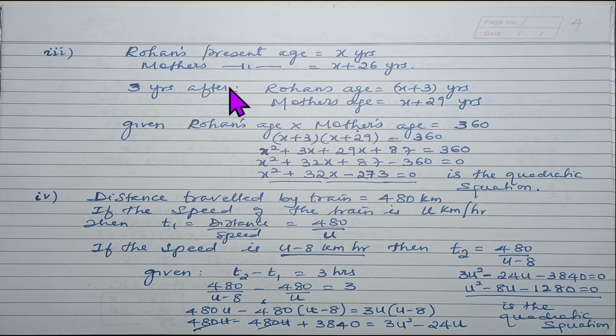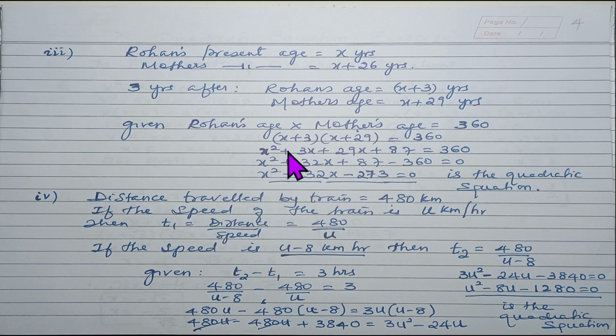Now after 3 years, Rohan's age will be x plus 3 years and mother's age will be x plus 26 plus 3, that is x plus 29 years. Now please understand, they have given that after 3 years, Rohan's age when multiplied by mother's age is 360. Therefore x plus 3 into x plus 29 is equal to 360. When I simplify it, I get a quadratic equation, x square plus 32x minus 273 equal to 0.